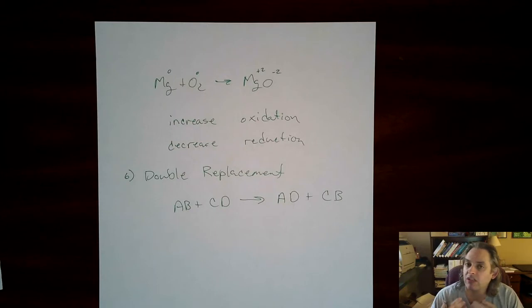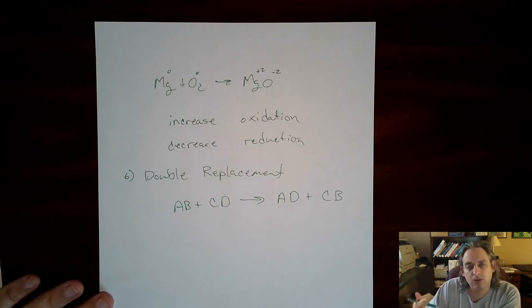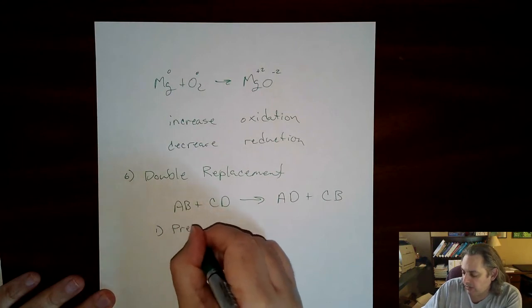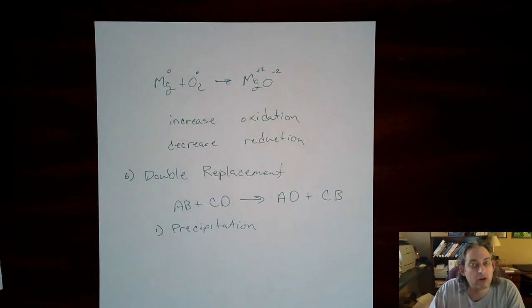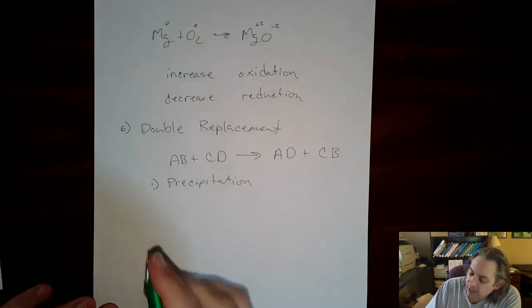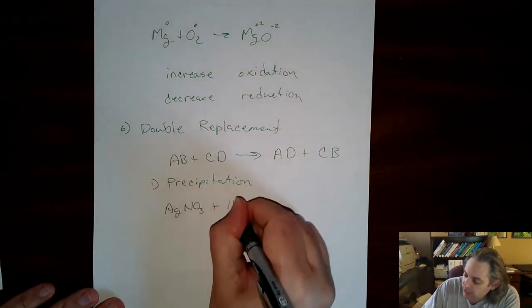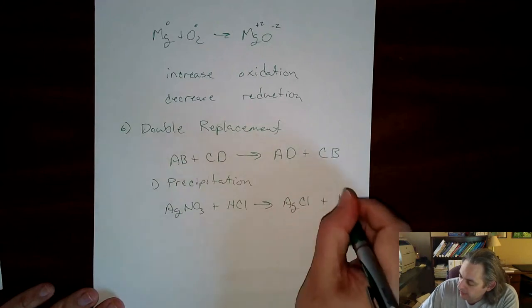In fact, we would call these non-redox reactions because there's not going to be a change in the oxidation number. There are actually three types of double replacement reactions that can happen. The first type is a precipitation reaction. A precipitation reaction is any reaction where a precipitate or a solid is formed. So an example of this would be silver nitrate reacting with hydrochloric acid to make silver chloride and nitric acid.